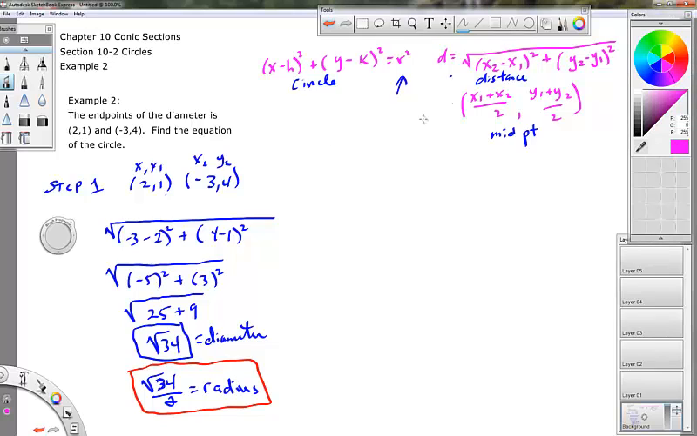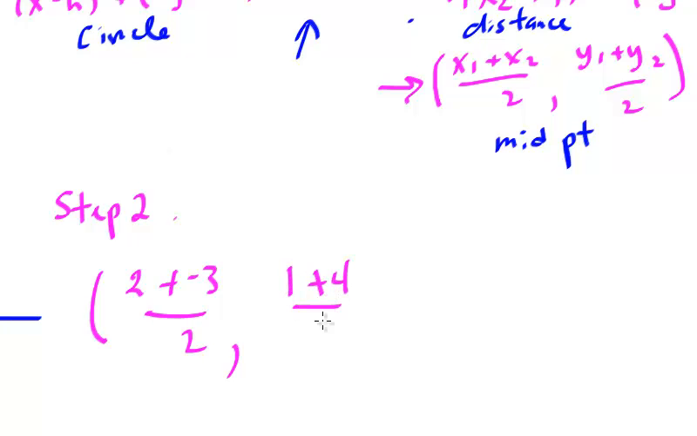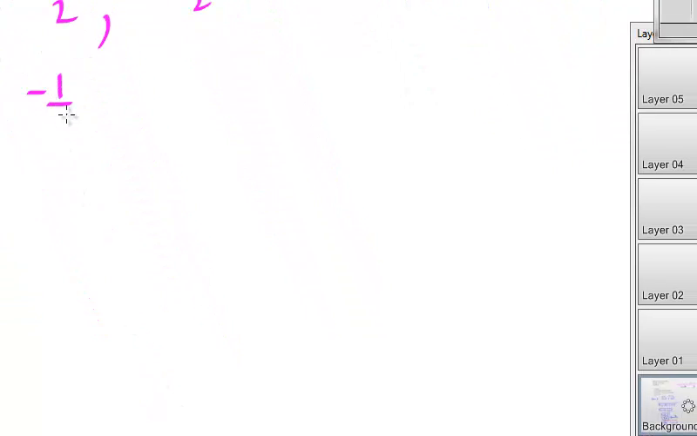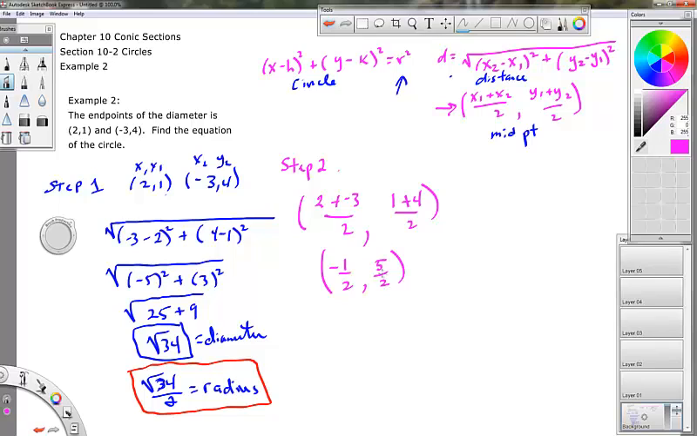Step 2 now, which I'll do in a different color, is to find the midpoint. So now I'm going to use the midpoint formula here. And here we go. So that's going to be x1 plus x2. So you basically just add the x's together. So 2 plus negative 3 divided by 2. And then the y's added together would be 1 plus 4 over 2. So that would be negative 1 over 2 and 5 over 2. So negative 1/2 and 5/2 would be the midpoint of that. Remember, even though this is the midpoint, it's also the center of the circle. So this is actually (h, k) of this final equation here.